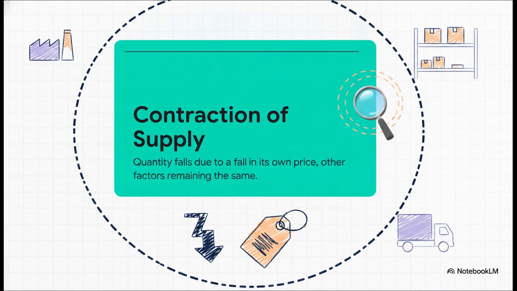First up, let's look at the strict textbook definition of a contraction of supply. It is a situation when the quantity supplied of a commodity falls due solely to a fall in its own price, while all other external factors remain completely the same. I really want you to mentally highlight the phrase, its own price. In a contraction, the background environment is basically frozen in time. Literally, nothing about the business has changed except the price tag on the shelf.